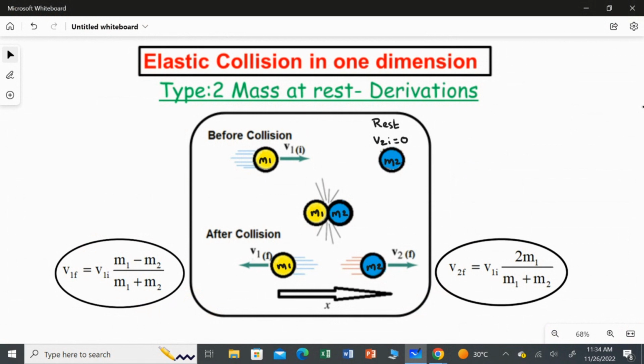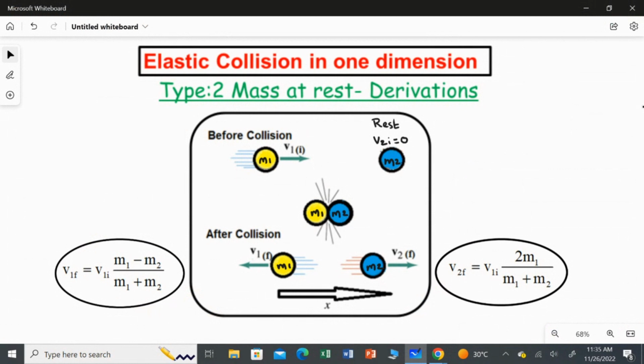In the figure, the first mass has the initial speed, but we have to consider the second mass is at rest. So we have to consider this V2 initial as 0. If any object is at rest, its speed is considered to be 0. So what will happen after the collision? After the collision, the first mass will move with the final speed and the second mass will move in the opposite direction of m1, and it will have the final speed of v2f.